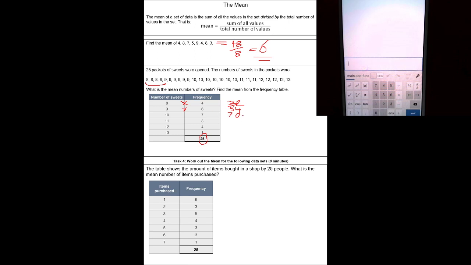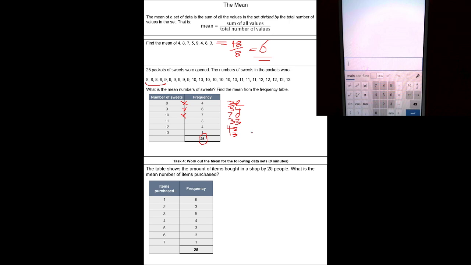So you can see when you've already had your data grouped for you, just multiply these two together. You don't want to write it back out in a big list. That's going to take ages. 33. 48. And 13. Okay, I'm actually going to use the calculator now.